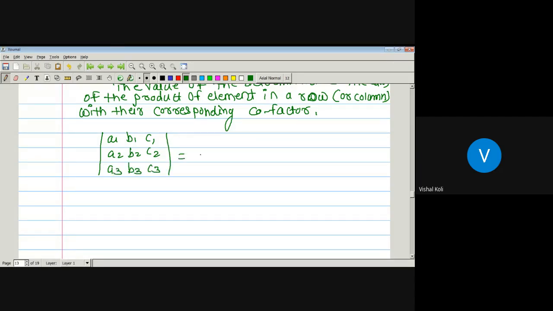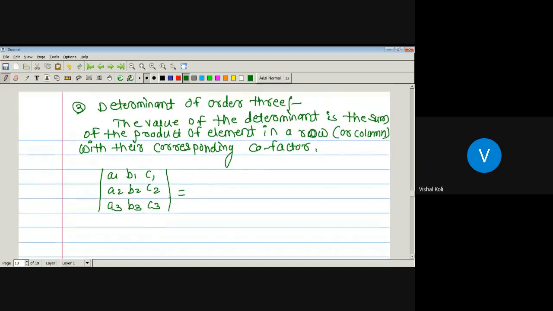Okay, so a determinant value is nothing but the sum of the product of the elements in a row with their corresponding cofactors. We can choose any row or any column. So here we will choose the first row: A1 into cofactor of A1 plus B1 into cofactor of B1 plus C1 into cofactor of C1. So this will be actually the definition of our determinant.